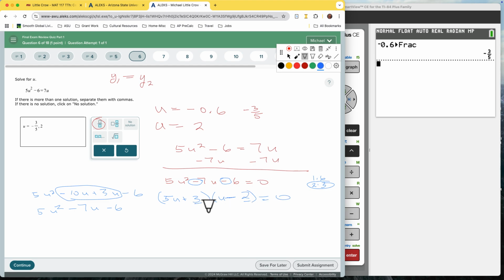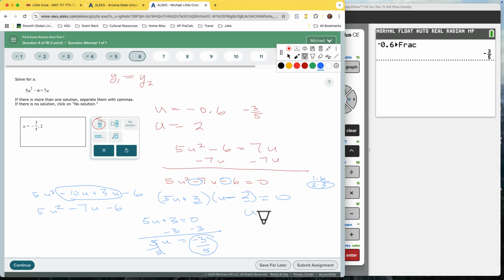And now we're going to see our 3/5, and we're going to see our 2. So we have 5u plus 3 equals 0. Let's solve that. Subtract 3 from both sides. 5u equals -3. I divide both sides by 5. Cancels, we get u equals -3/5, just like we got up there.